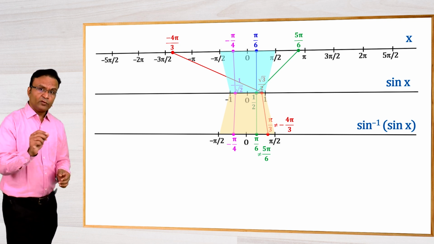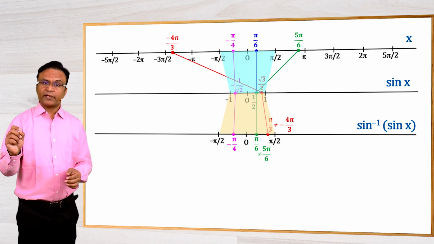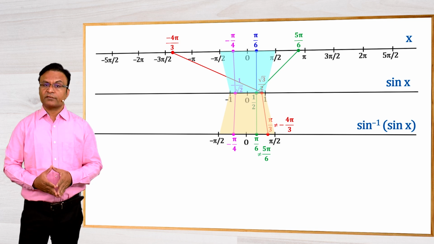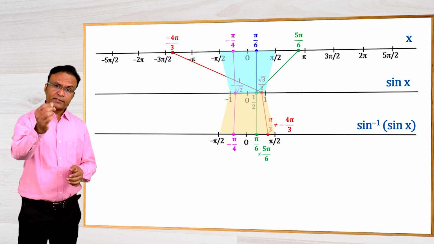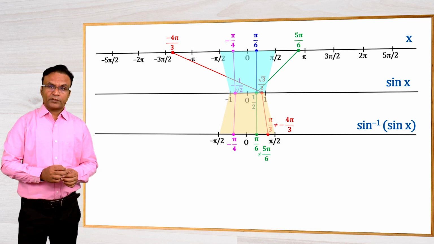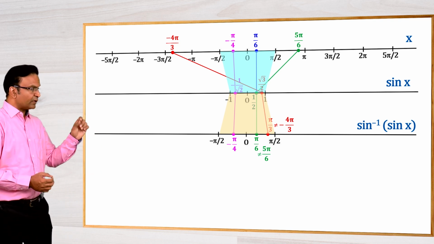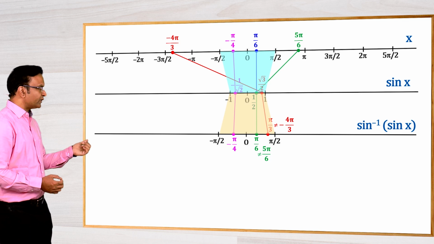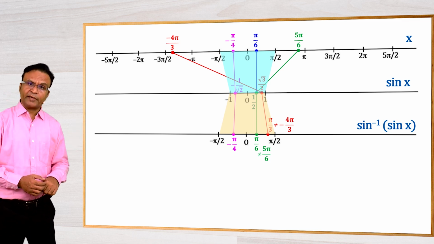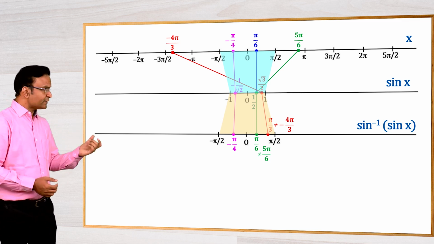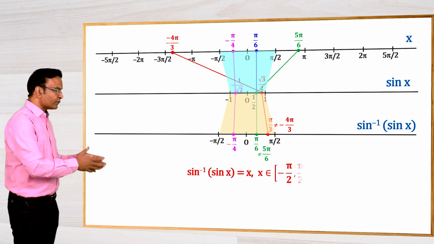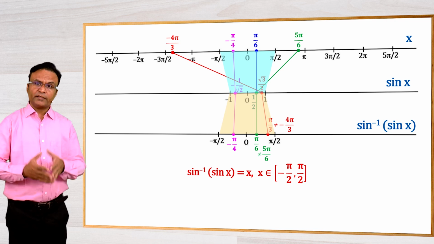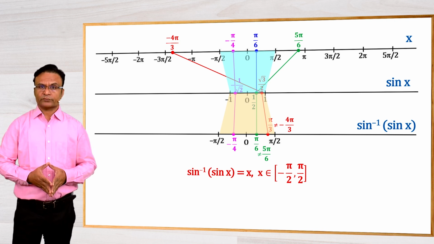अगर आप x का वैल्यू माइनस पाई बाय 2 एंड पाई बाय 2 के बीच में लेंगे तो साइन इनवर्स ऑफ साइन x का वैल्यू भी माइनस पाई बाय 2 से पाई बाय 2 के बीच में आएगा एंड सेम वैल्यू आएगा. जैसे पाई बाय 6 के लिए हमें वैल्यू मिला पाई बाय 6, माइनस पाई बाय 4 के लिए वैल्यू मिला हमें माइनस पाई बाय 4. सो वी कैन से हियर साइन इनवर्स ऑफ साइन x इज इक्वल टू x व्हेन x बिलोंग्स टू माइनस पाई बाय 2 टू पाई बाय 2.